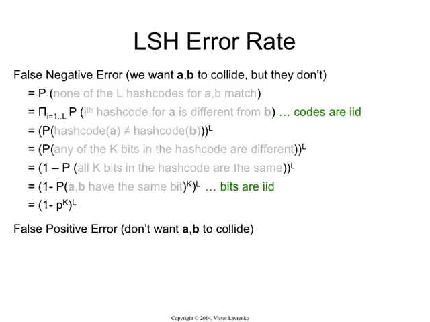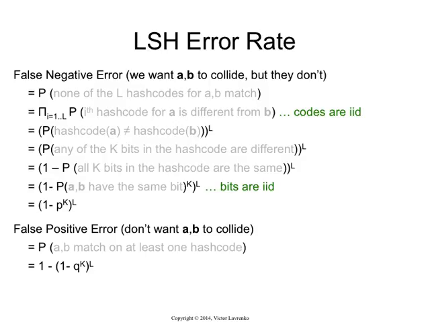The probability that they collide by accident is the probability that at least one of the L hash codes is the same, and that means that all the K bits in that one hash code are exactly the same. So you can work it out. It works out to about that, 1 minus Q to the K raised to the power L. So you have a parameter Q here.